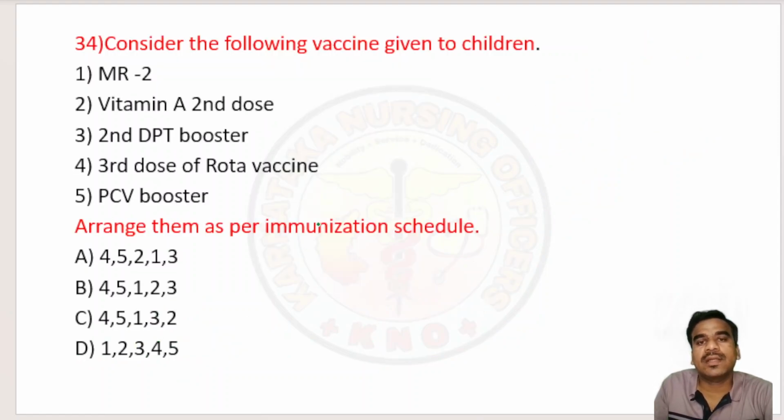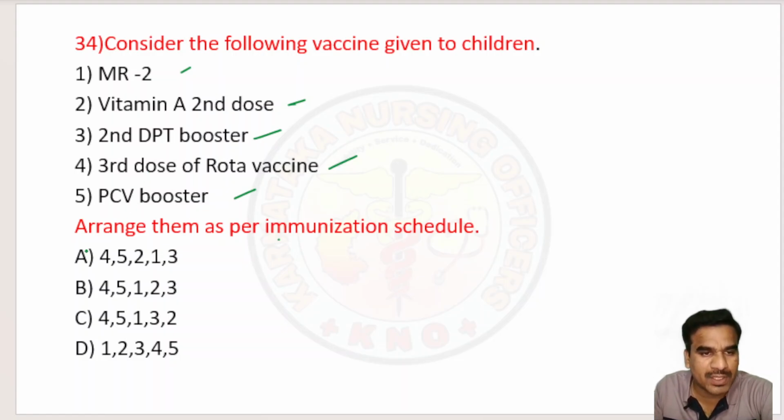And the next question is, consider the following vaccines given to children, and arrange them as per the immunization schedule. So as per the immunization schedule, which vaccine comes first? We have to arrange, that's all. This is a very simple question, but we can expect questions like these in the upcoming exams. Option one is MR2, vitamin A second dose, second DPT booster, third dose of rota vaccine, and the PCV booster. As per the immunization schedule we have to arrange which comes first. Option A is the right answer. I will tell you how.